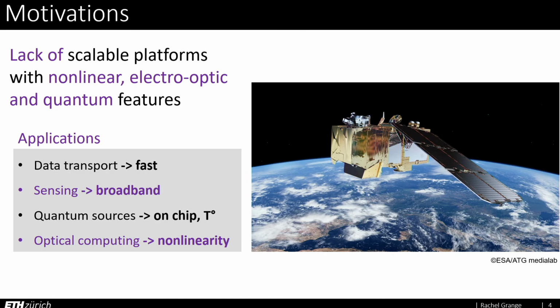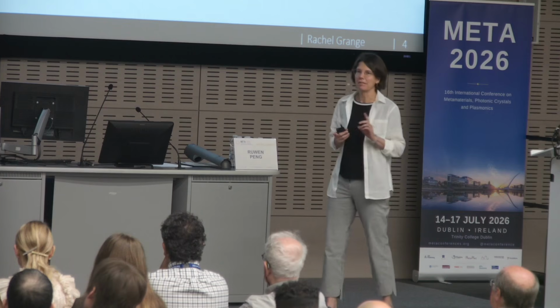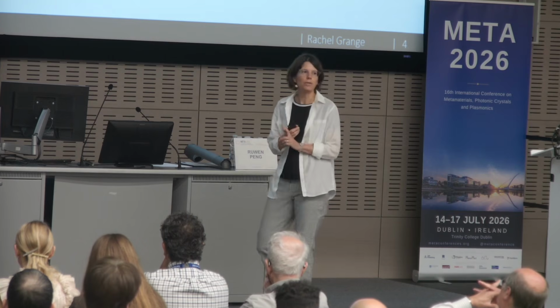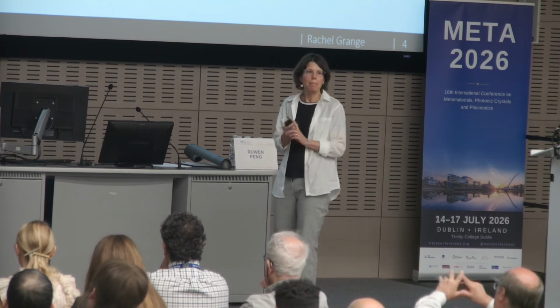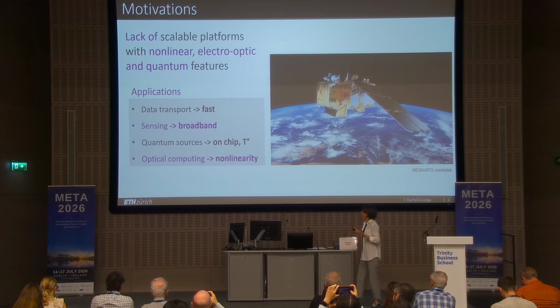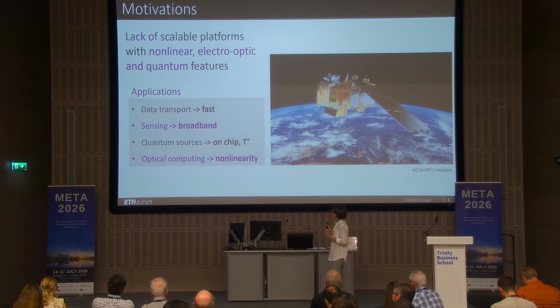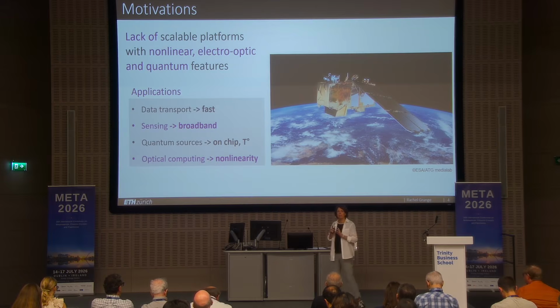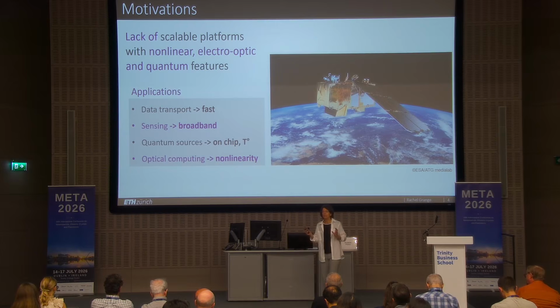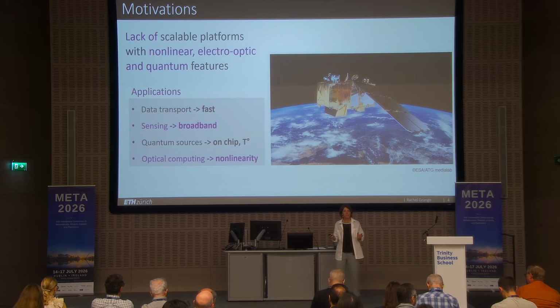motivation is the fact that there is a lack of a scalable platform with nonlinear, electro-optic, and quantum features at the same time. And the applications are really broad, right? You want to have data transport that goes very fast. You want to have very broadband sensing. So we have a project where we are trying to do detection of the atmosphere of exoplanets in the mid-infrared. Quantum sources as well that are on chip, that are not relying on very low temperature, as well as optical computing. And for optical computing, you need nonlinearity and also a lot of modes available with those nonlinearities.